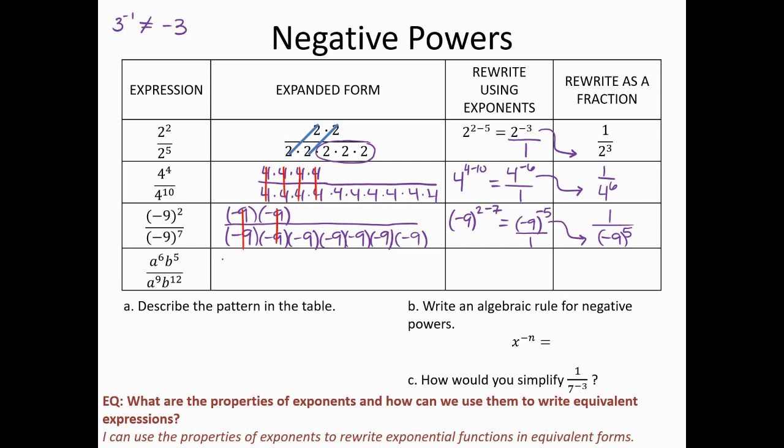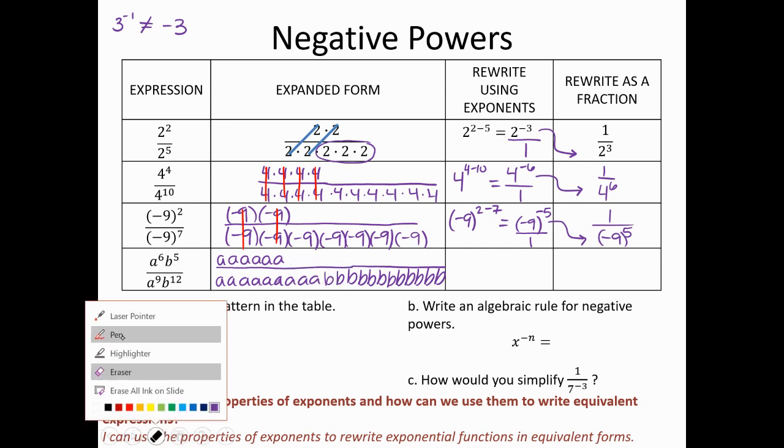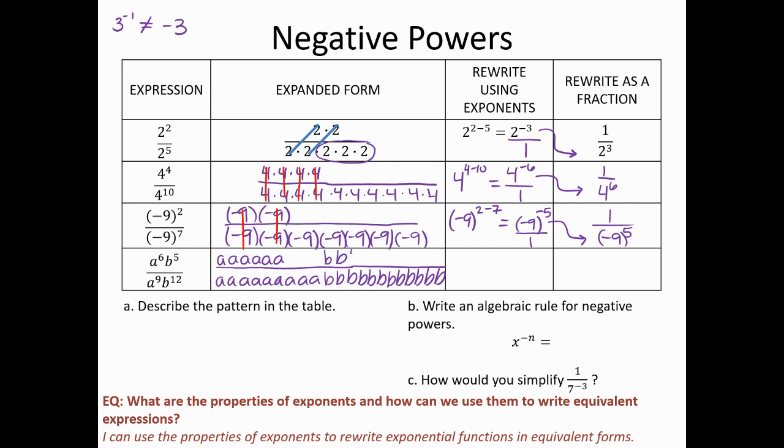This one I have lots of A's and B's. Here we go. 6 A's and 5 B's. 1, 2, 3, 4, 5 in the numerator. And then I have 9 A's and 12 B's. I can't believe I fit those. Okay. All the way across. Fantastic. I'm actually going to move some of my B's in the numerator so that they can cancel a little bit easier. So let's move these over. We have 1, 2, 3, 4, 5.